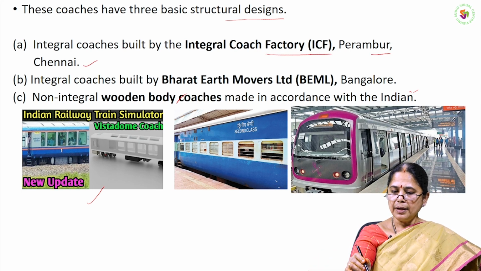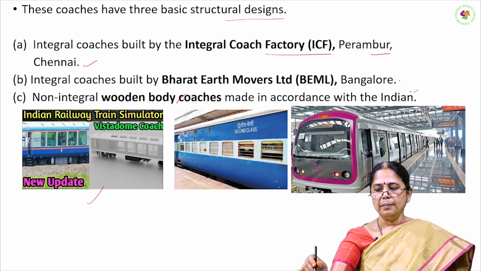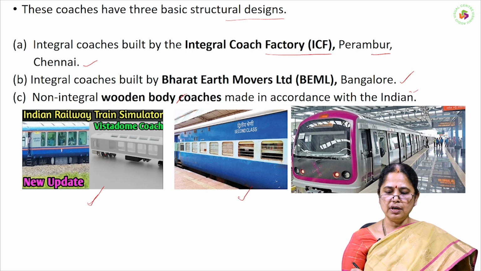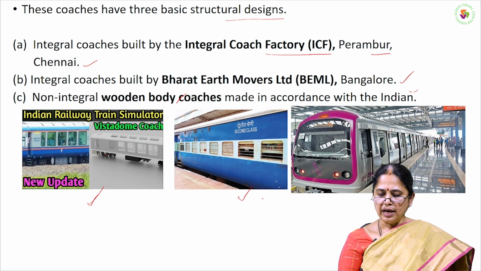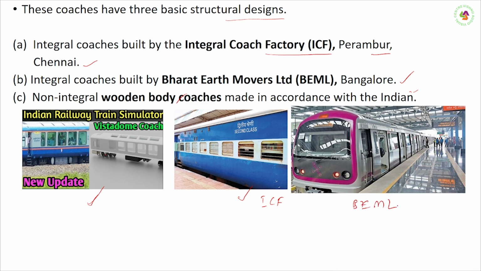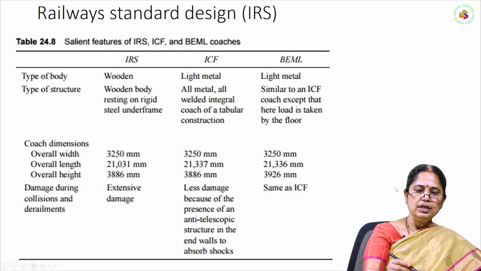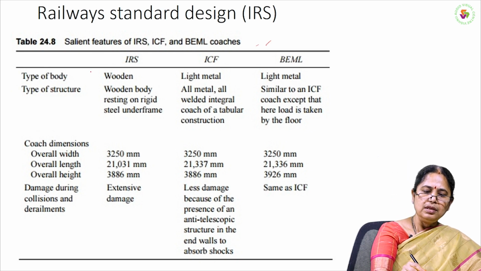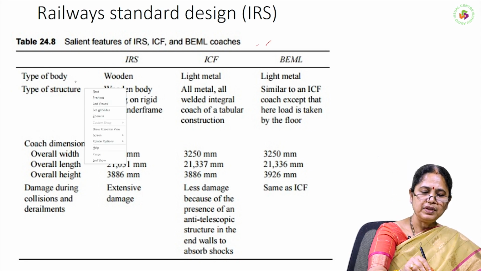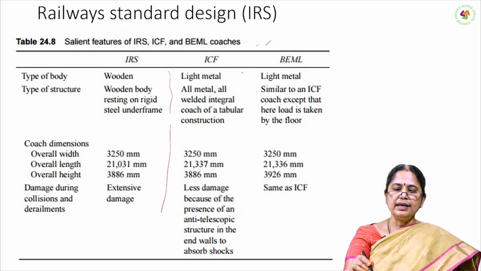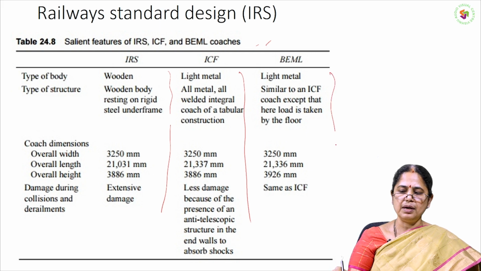Integral coach built by Bharat Earth Movers Limited, Bangalore. This is the Indian Railway design, and these bogies are ICF, and this is the BEML design. So this table resembles the salient features of IRS, ICF and BEML coaches. They have given a description over here. There are different types, and they have been compared between the IRS design, ICF design and BEML design.